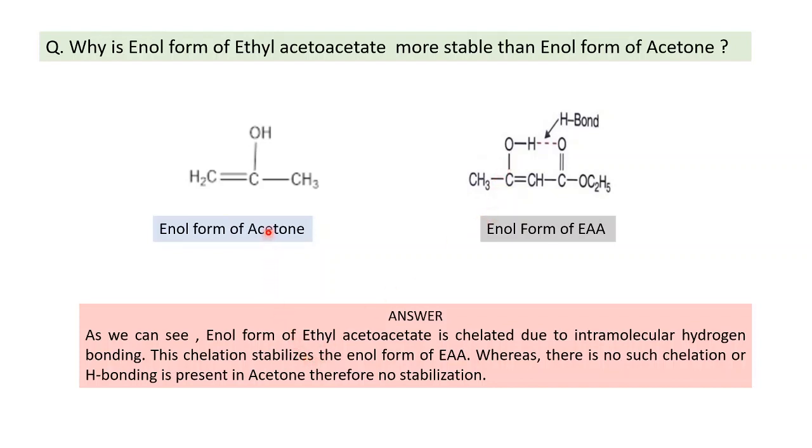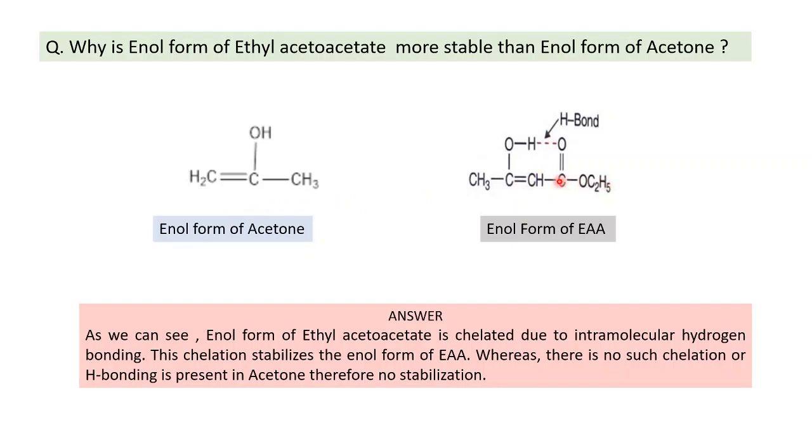This is the enol form of acetone. We can't see any stabilization in this molecule after enolization, whereas the enol form of ethyl acetoacetate is getting stabilized through this chelation, and this chelation contains 6 atoms. So this hydrogen bond is an intramolecular hydrogen bond, which is present in the case of ethyl acetoacetate and is not present in the case of acetone.